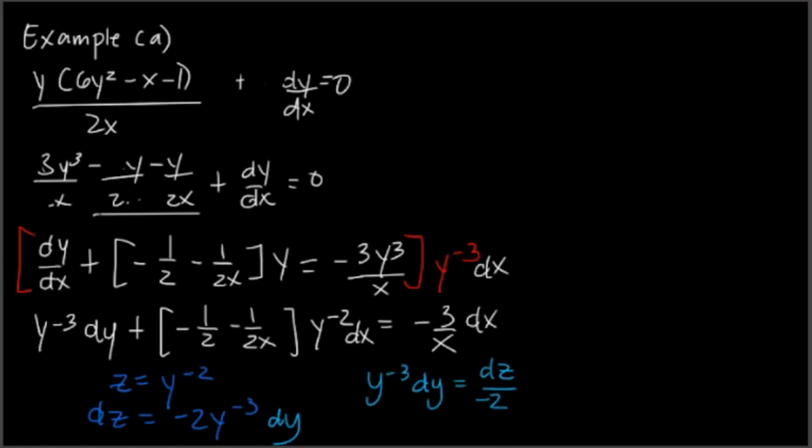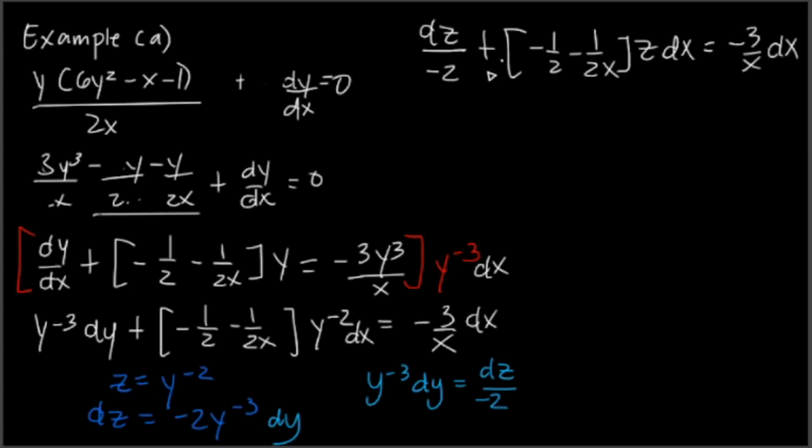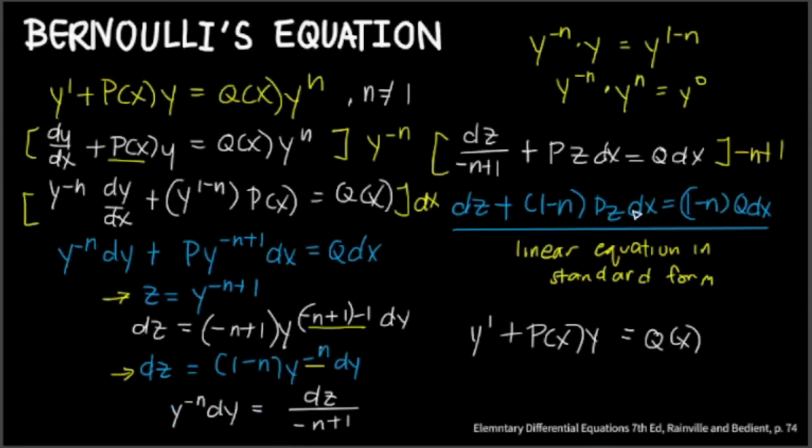So, substitute natin siya dito. Magkakaroon na tayo ng dz over negative 2 plus negative 1 half minus 1 over 2x. Y raised to negative 2 is equal to z. So, z dx is equal to negative 3 over x dx. So, multiply naman natin both sides by negative 2. So, may dz plus, distribute natin negative 2 times negative 1 half, that is positive 1. Tapos, negative 2 times negative 1 over 2x, that will be positive 1 over x. Plus 1 over x times z dx is equal to negative 2 times negative 3, that is positive 6 over x dx. So, nakuha na natin tong format na to.